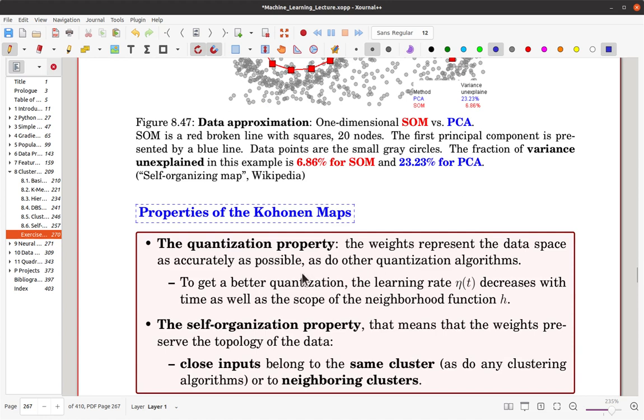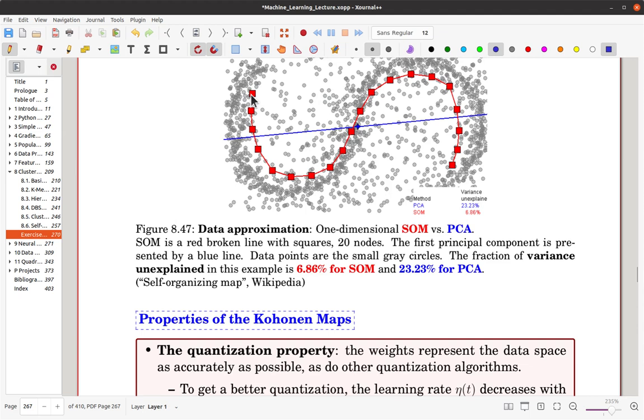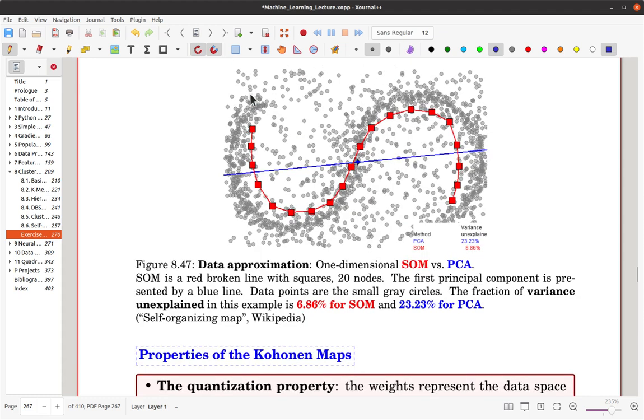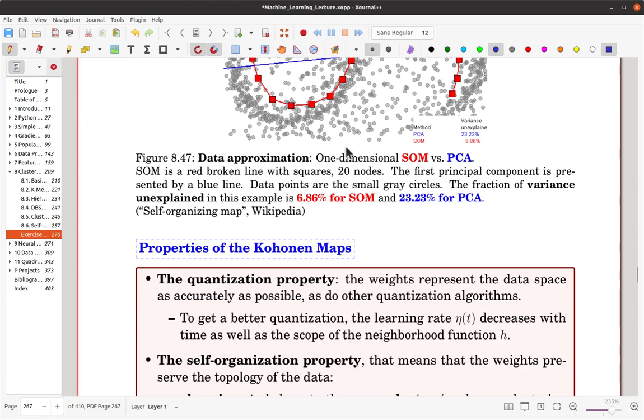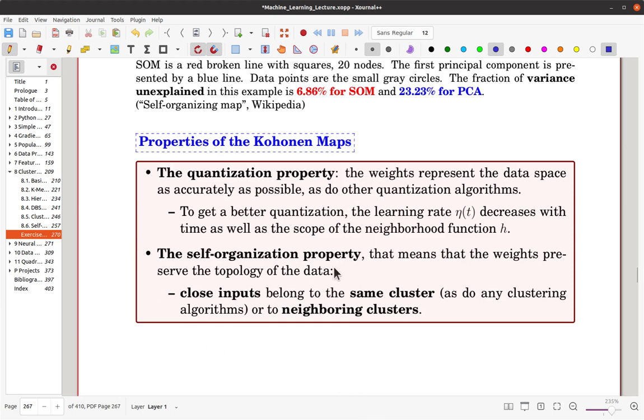Here we have the properties of the Kohonen maps. The first is the quantization property. The weights represent the data space as accurately as possible, as do other quantization algorithms. Quantization means discretization, so that each weight is representing the points surrounding it, and in this way it has a quantization property. It also has a self-organization property.